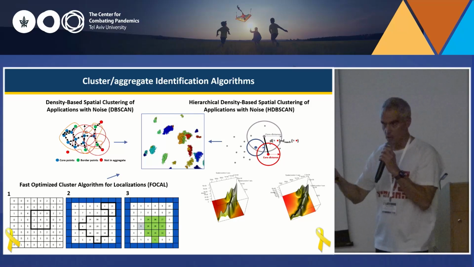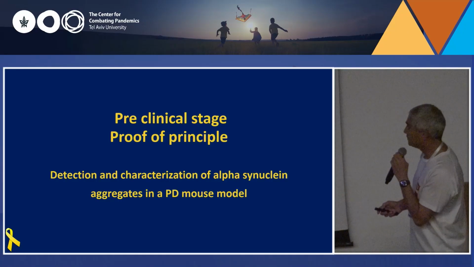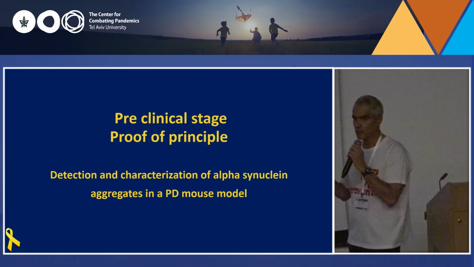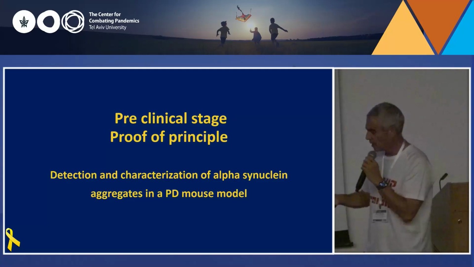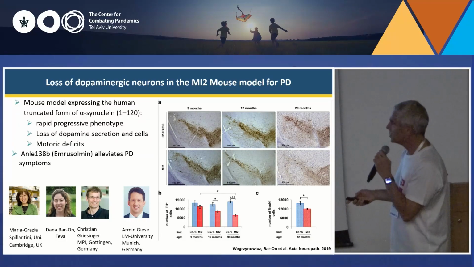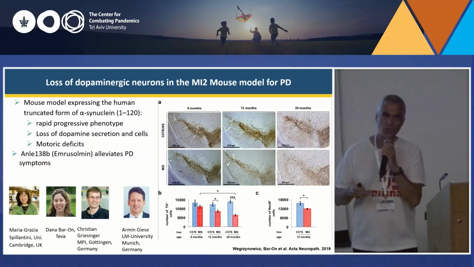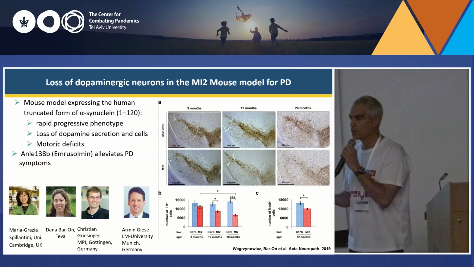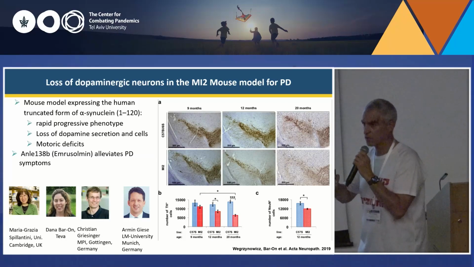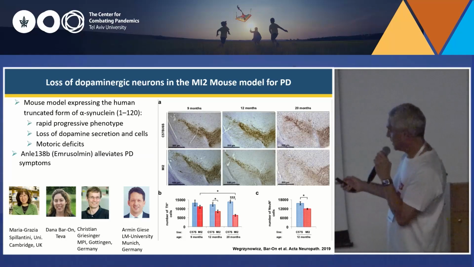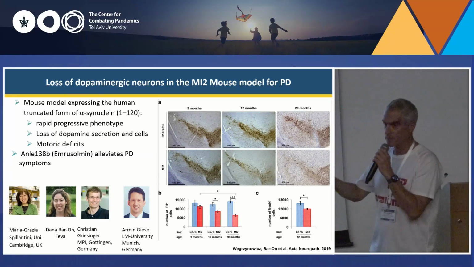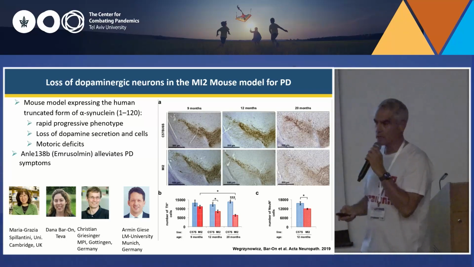We have a system that can detect a single molecule, and initially we decided to do a preclinical study to see that the system is basically working, and in collaboration with Maria Grazia Spillantini in Cambridge, she developed a mouse line which has Parkinsonian-like features. They express the truncated form of alpha-synuclein, they have excess aggregation, they have motor symptoms, and I will not go into the details. They have loss of dopaminergic neurons, loss of dopaminergic secretion, and also motor system impairment.